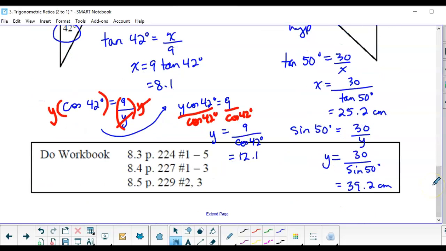Okay, so there are some questions listed there from your workbook to do. I've also listed them on your timeline. So that's trig. We're also going to do more of this in the next lesson, but this will get you started.